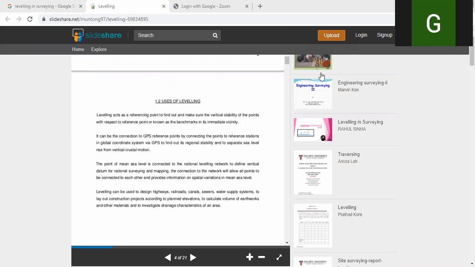So leveling can be used to design highways, railroads, canals, sewers, water supply systems, to lay out construction projects according to planned elevation. As I have told, according to planned elevations, according to the required levels, we can go for the construction work. To calculate volume of earthwork, that is earth to be cut or earth to be filled, to calculate the volume of earthworks and other materials, and to investigate drainage characteristic of an area. All right.